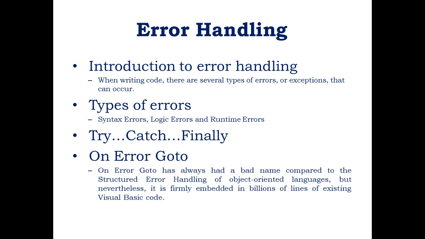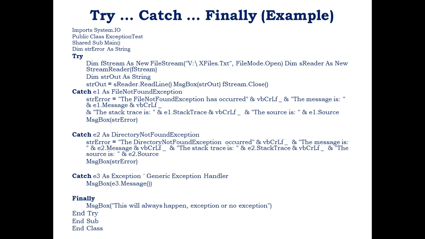On Error Goto always had a bad name compared to the structured error handling of object oriented languages, but nevertheless it is firmly embedded in billions of lines of existing Visual Basic code. Here is the example for try catch finally.